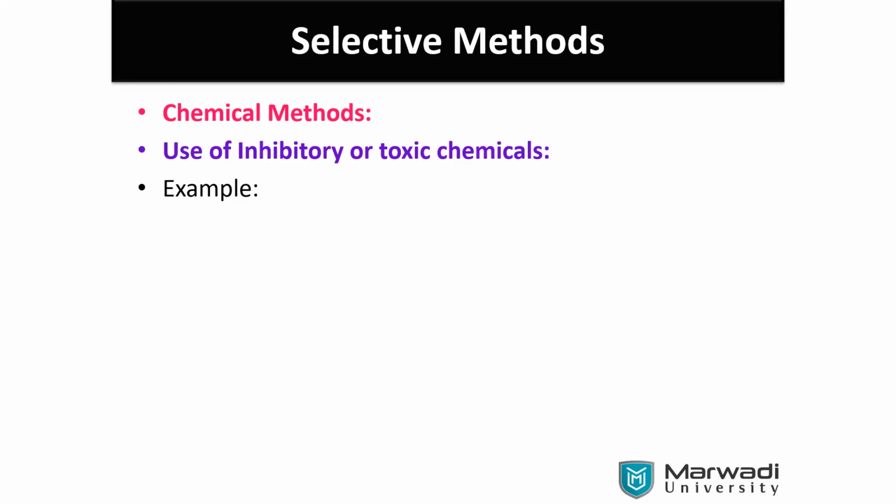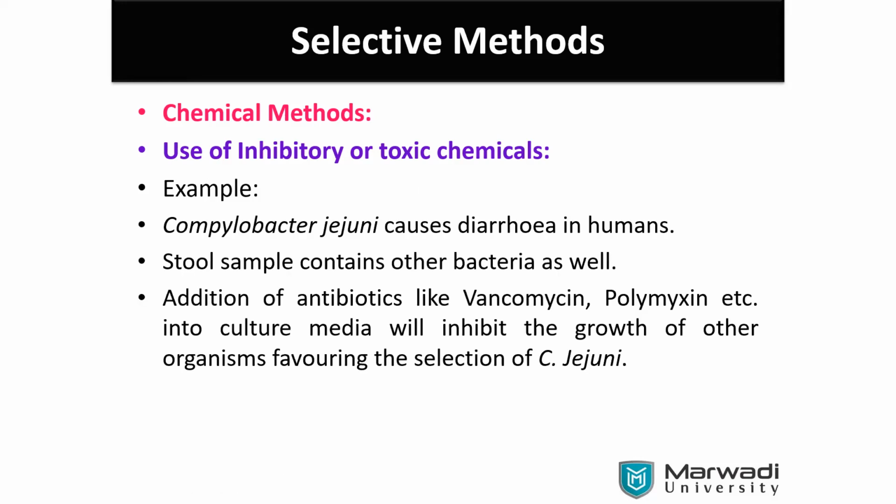The same thing is written here. Some examples related to inhibitory or toxic chemicals: Campylobacter jejuni causes diarrhea in humans. Two samples contain other bacteria as well. So the addition of an antibiotic like vancomycin or polymyxin does not allow the growth of other organisms and allows growth only of C. jejuni. It is for the diarrhea. I'm looking to isolate it. One particular bacterium is there.